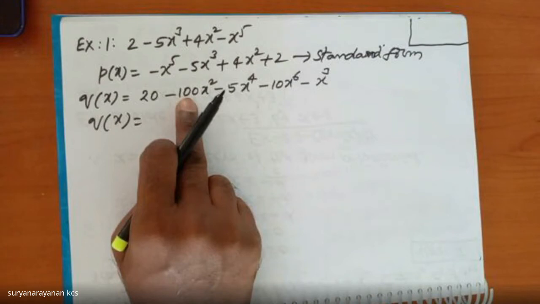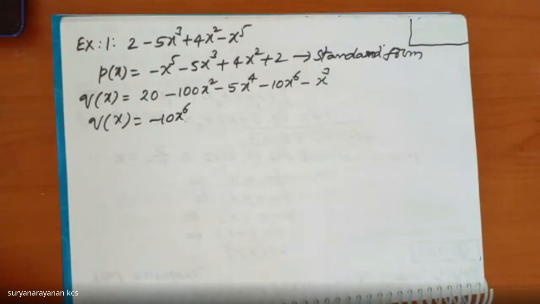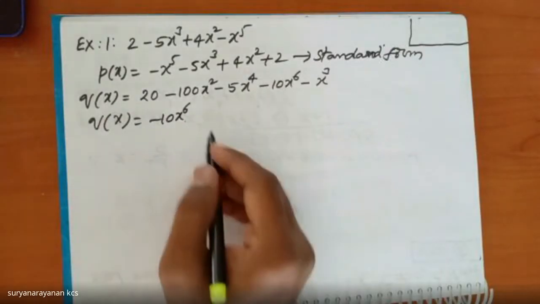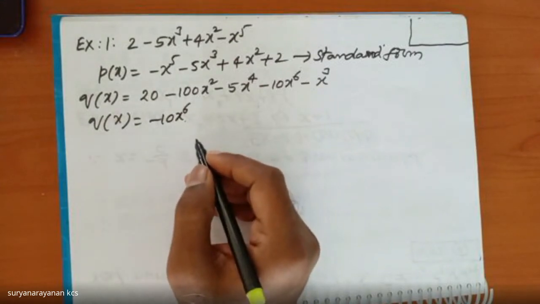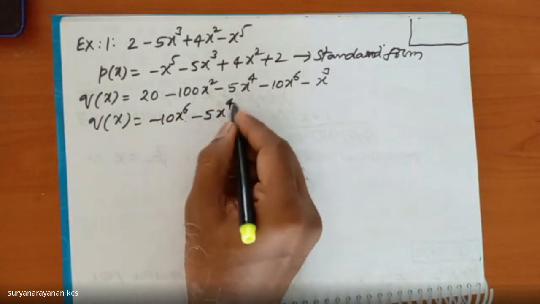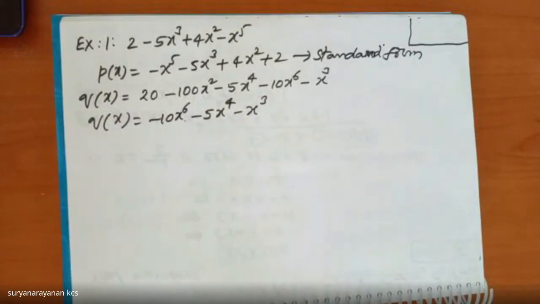Santi is telling minus 10x power 6. Next, 5x power 4. Before 5, minus. Why are you not telling minus 5? Minus 5x power 4. Minus x power 3, minus x cube. This is called x cube. Especially it is called x cube. Okay, remember this point. Next.